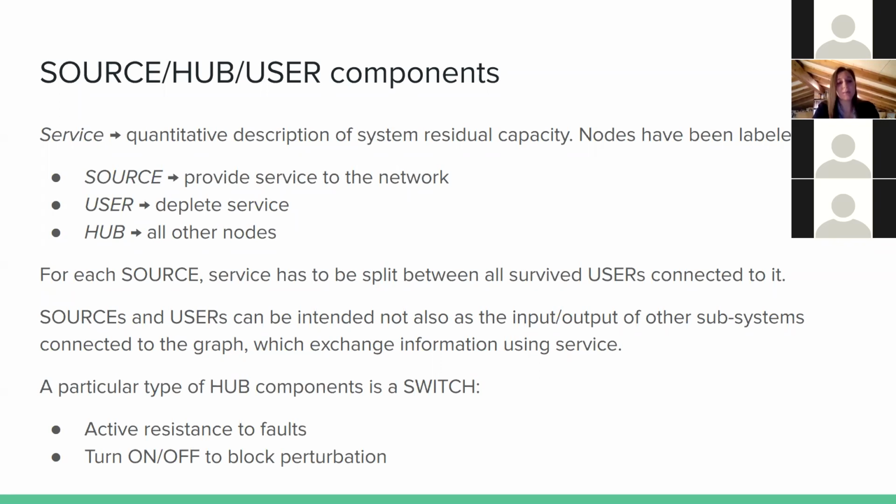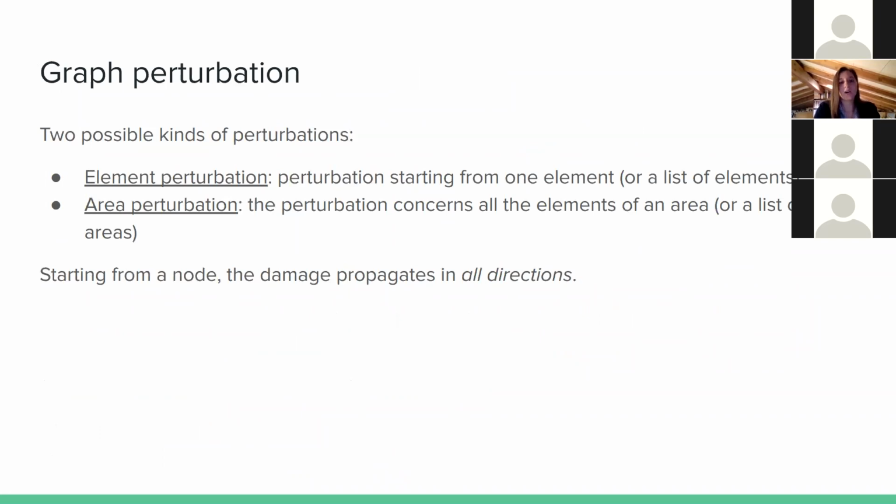Okay, as I said, a particular type of hub component is a switch. We're going to see how they work later, but just to give you an idea, they are an active resistance to faults and can be turned on and off during the perturbation to block it, to avoid a complete break of the graph. How do you perturb a graph? You have 2 possibilities. One is the element perturbation, meaning that you can specify one or more nodes to be broken. And area perturbation, where again you can specify one or more areas to be broken.